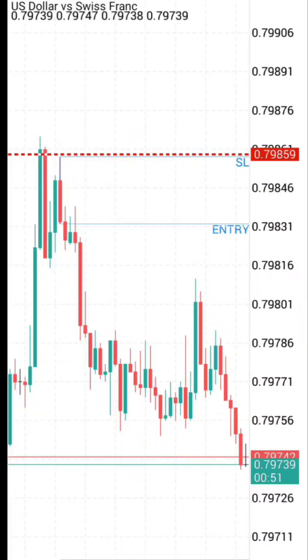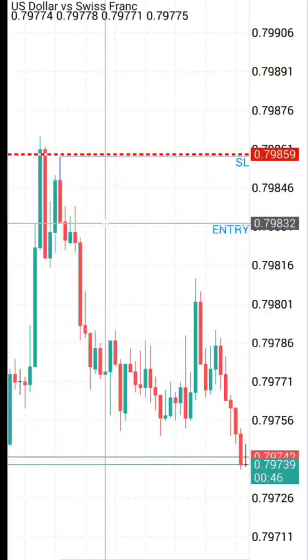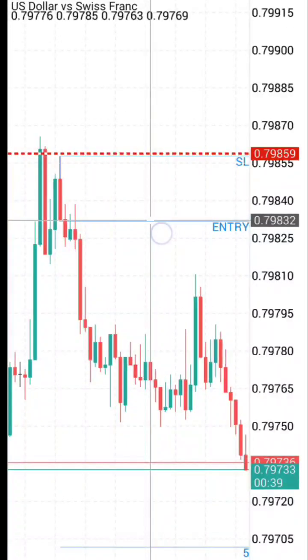And if you look at my stop loss, the stop loss of this trade is very small. Let's see if you can see it. Look at it here. The stop loss of this trade is actually, let's put it here.